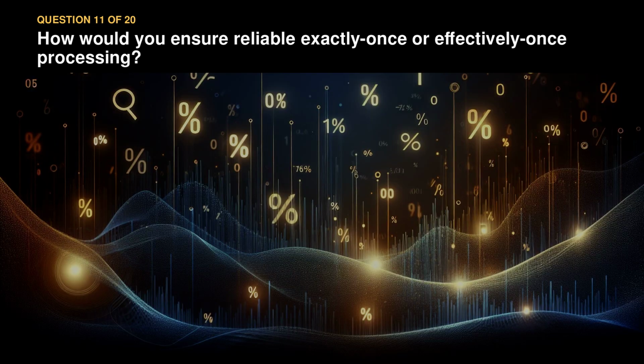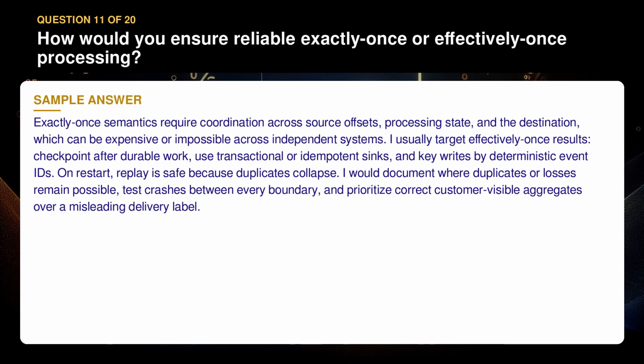Question 11. How would you ensure reliable exactly once or effectively once processing? Exactly once semantics require coordination across source offsets, processing state, and the destination, which can be expensive or impossible across independent systems. I usually target effectively once results, checkpoint after durable work, use transactional or idempotent syncs, and key writes by deterministic event IDs. On restart, replay is safe because duplicates collapse.